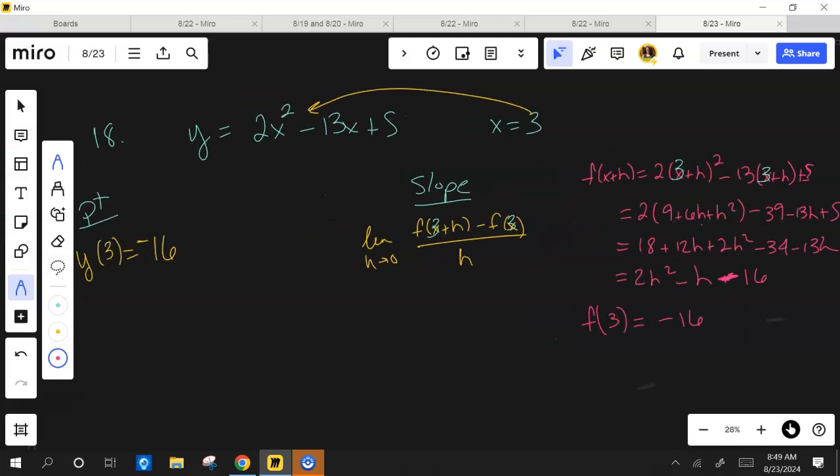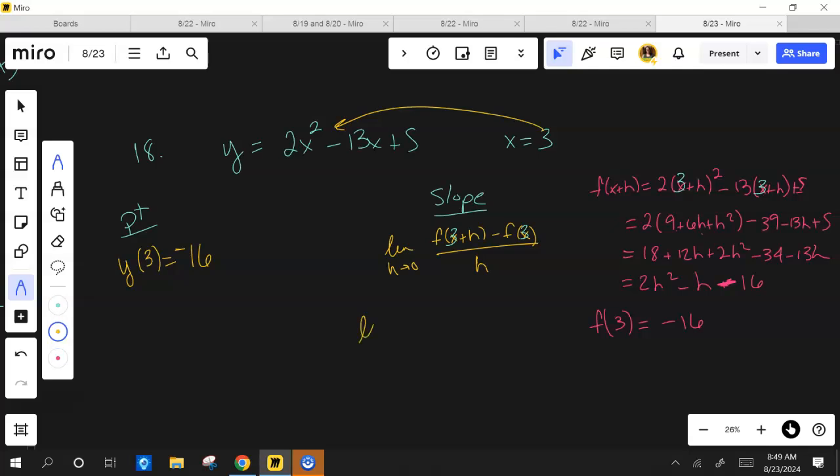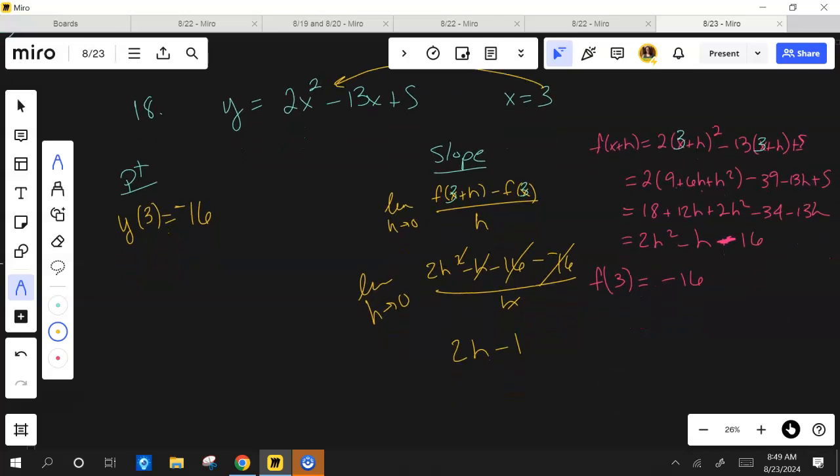All right, so I end up with the limit as h goes to 0 of 2h squared minus h minus 16 minus negative 16, over h. So I got 2h minus 1. Don't just cross that h out by itself without holding its place with a 1. When you get here, 2h squared minus h over h is going to be 2h minus 1.